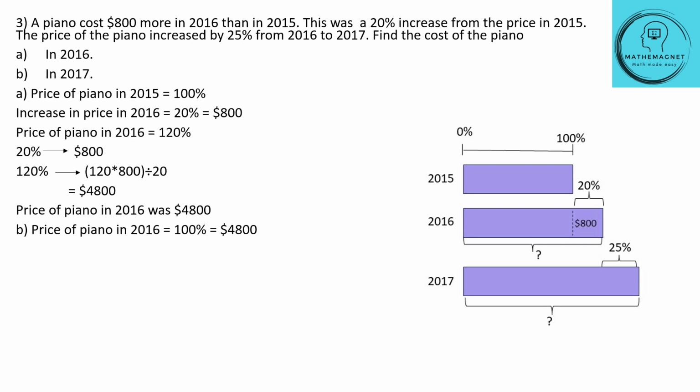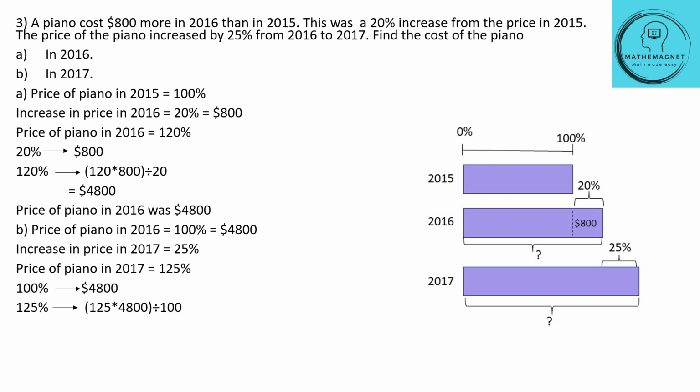Now to find in 2017, we will consider the base value of the piano as 2016's cost. So 100% will be equal to 4,800. Now the price of the piano in 2017 has increased by 25%. So that becomes 125%. That is 100 plus 25 becomes 125% is the cost of the piano in 2017. Now we know 100% is 4,800. 125% will be 125 into 4,800 divided by 100, which will be equal to $6,000. So that will be the cost of your piano in 2017.